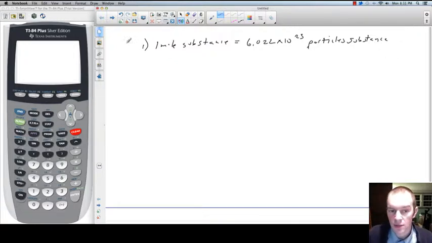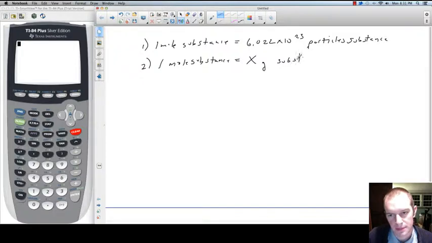The second way by which we can use moles for a conversion factor is to know that 1 mole of substance, whatever that substance might be again, is equal to some number x grams of substance. This is referred to as the molar mass, or the mass of 1 mole.